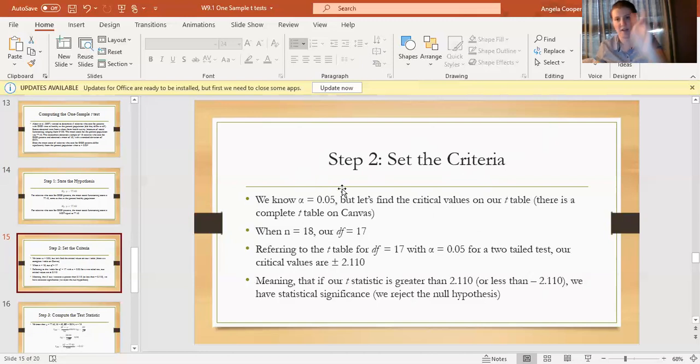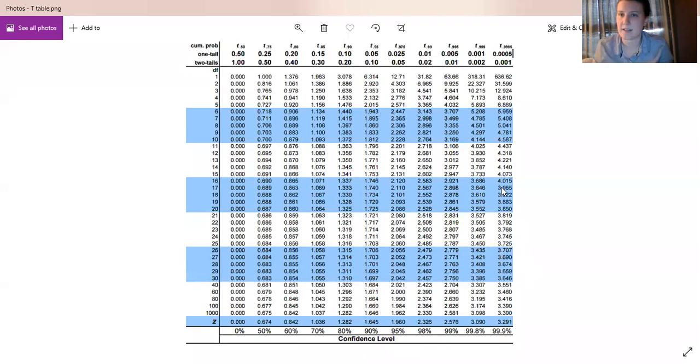We need to know our significance level, and we need to know our sample size, because that will give us all the information we need to look up the critical values in our t table. So I have a handy dandy t table handy. This is the one that's on Canvas. So it's similar. You see up here 1 tail, 2 tails, and then 0.5, 0.4, 0.3, 0.2, 0.10. It still reads the same.